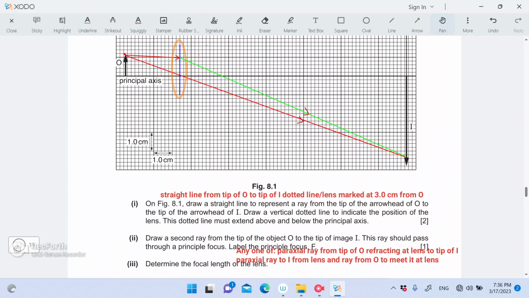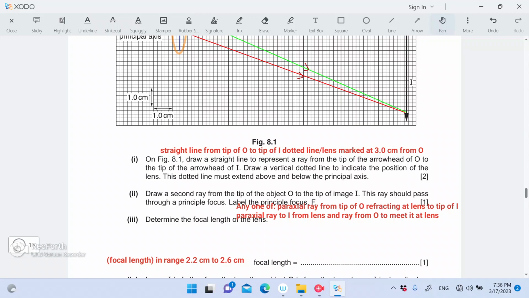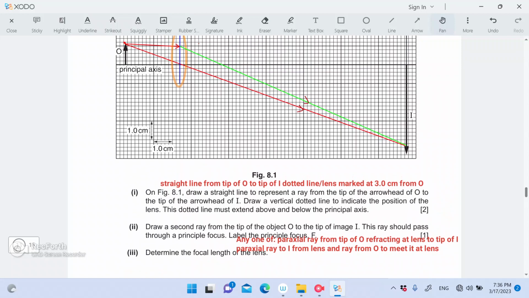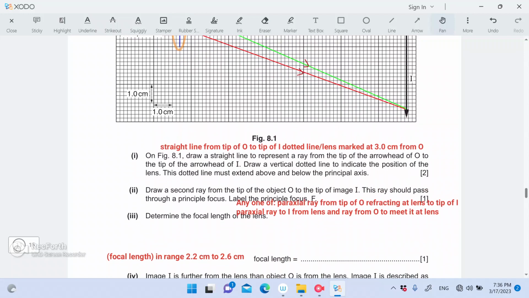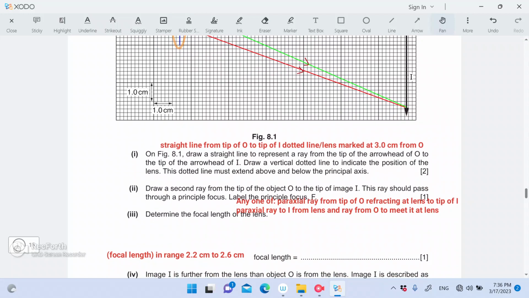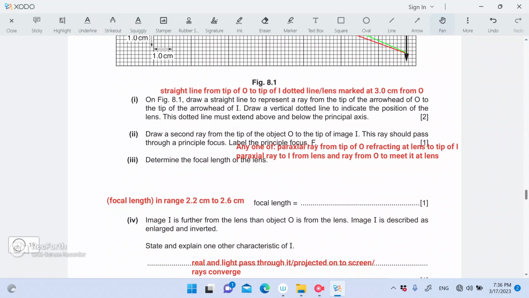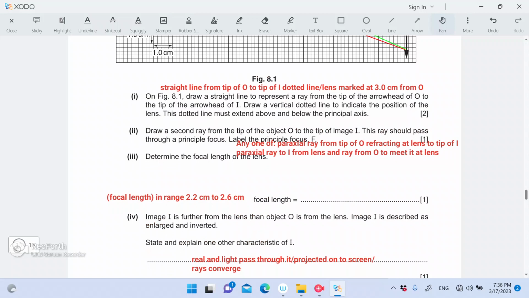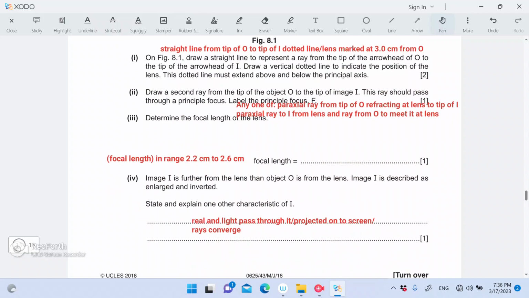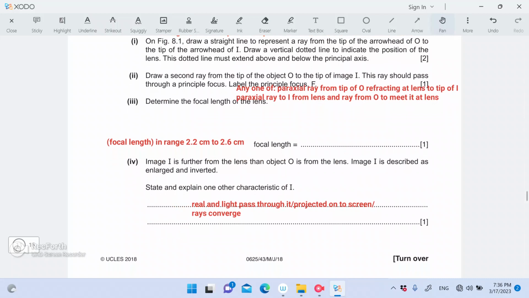So here you write, draw two rays. Okay, we're done. Determine the focal length. You know the focal length from the lens. It is 2.6 centimeter. The image is farther from the lens than the object. Explain the characteristics of the image. As I told you, the image is inverted and real. It can be projected on the screen.